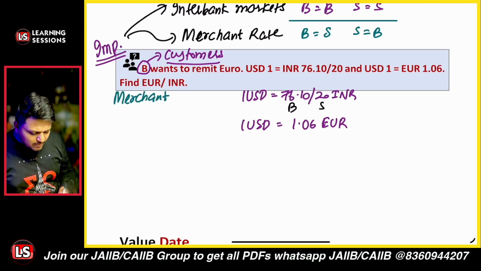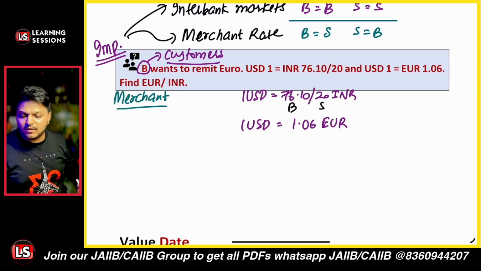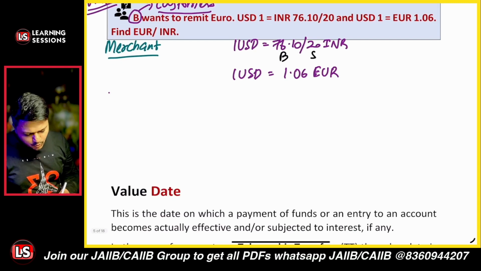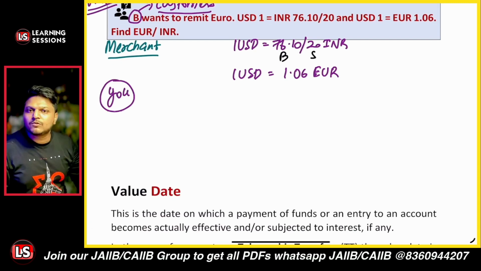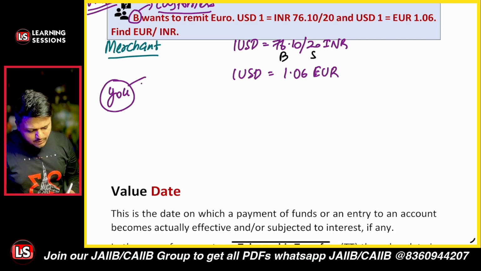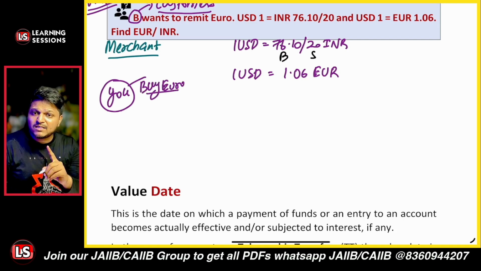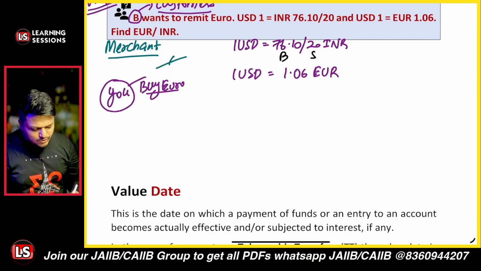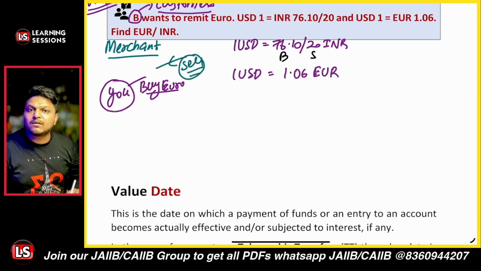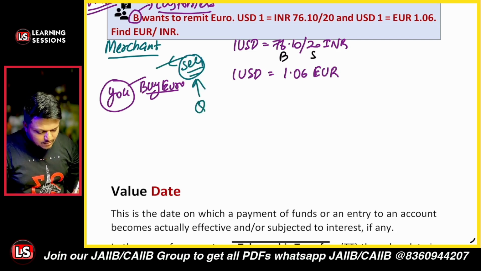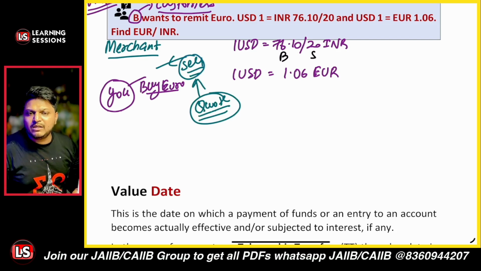Now think of it from a common man's perspective. Let's say you want to remit the euro. For that scenario, you have INR with you, so you need to buy the euros first. The customer wants to buy the euro, and will be able to buy it at a price at which the bank is ready to sell. So what quote will be given by the bank? The bank will be giving a selling quote.